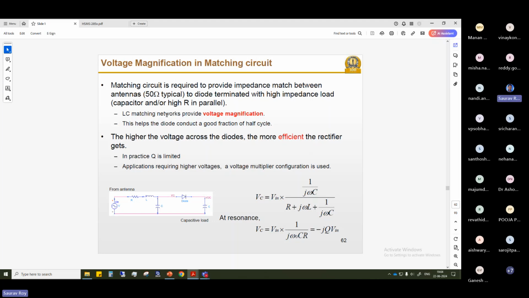So obviously the matching circuit is required from 50 ohm at the antenna side to the high impedance load of the diodes, which has a capacitance and a high R in parallel, right? So you have to match the antenna to this rectifying circuit.